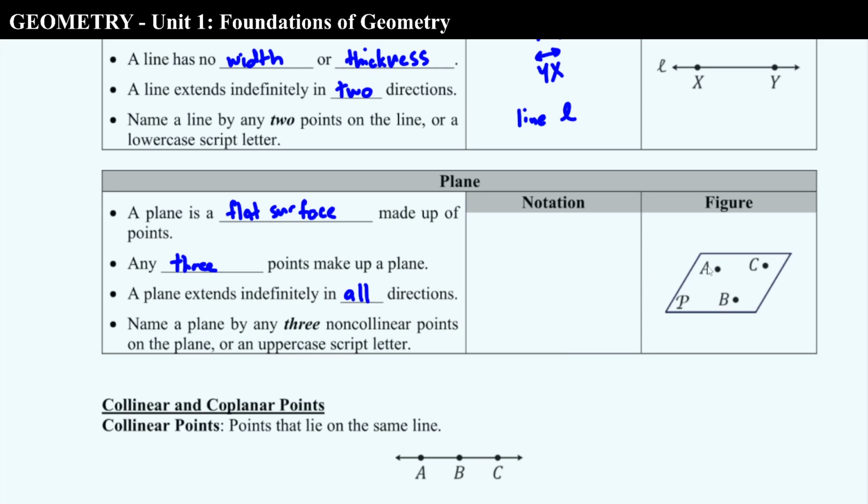Okay, so here we have plane P, as it's called, and it's got points A, B, and C, and they are non-collinear because they do not form a straight line. So we can notate it by saying plane ABC. We can say plane CAB. We can call it plane P using that uppercase script P.